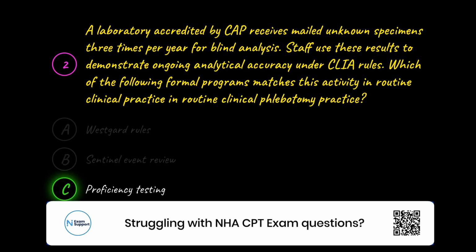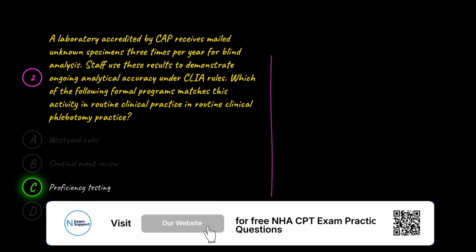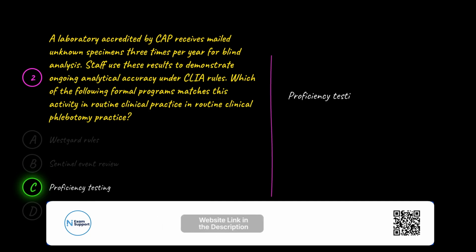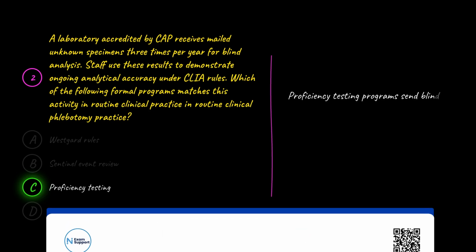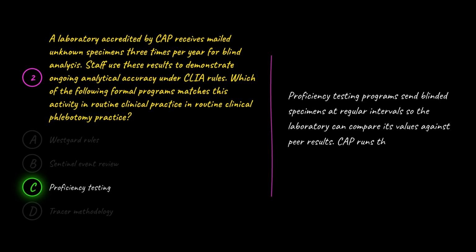The correct answer is C. Proficiency testing. C is correct because proficiency testing programs send blinded specimens at regular intervals so the laboratory can compare its values against peer results. CAP runs the largest such program globally, and CLIA mandates participation for non-waived analytes.